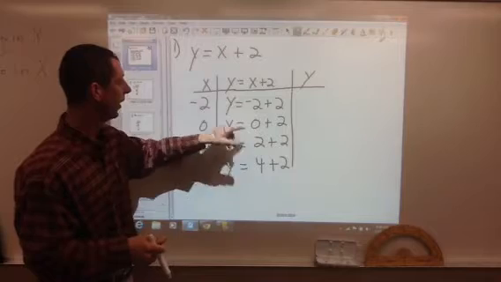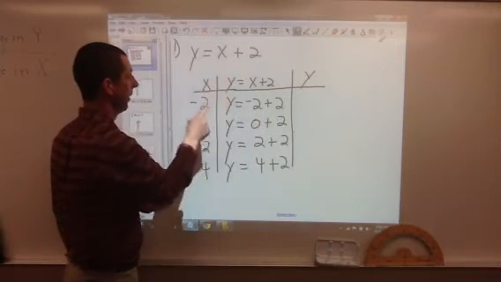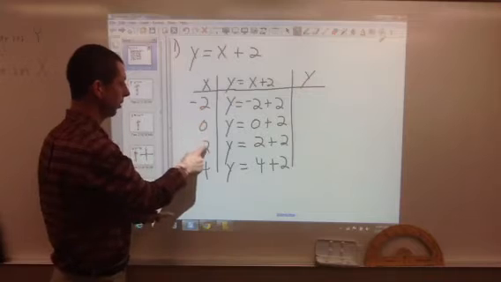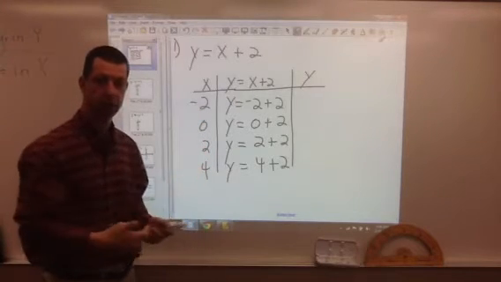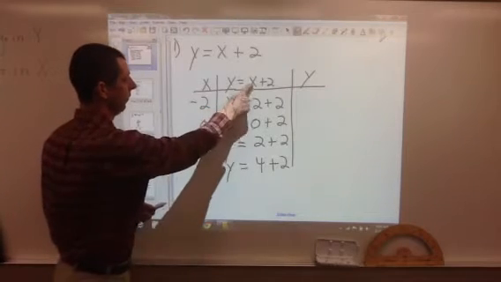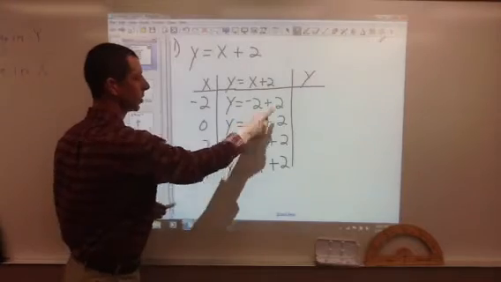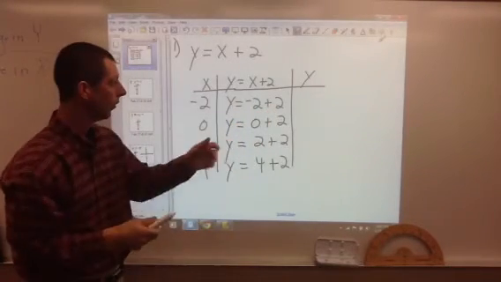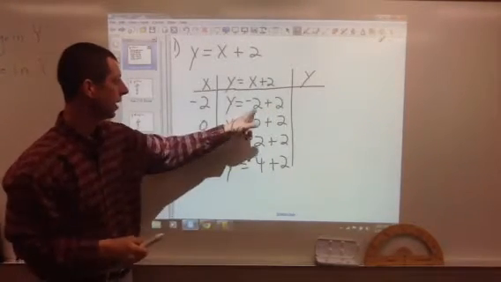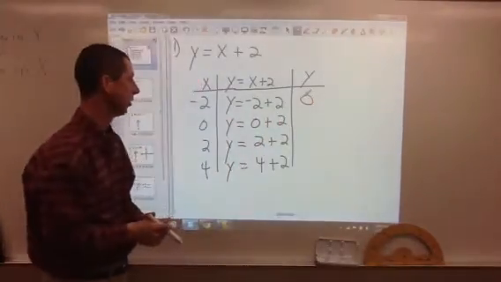What you got to do is fill in for x in each one of these. So what I've done is I've basically used -2, 0, 2, and 4. Okay, because those are the numbers that are in the table on number 1. So you take those values and you fill them in for x. So you rewrite this y equals -2 plus 2, and now you solve for what y would be. Okay, so -2 plus 2 is 0, so y would be 0.